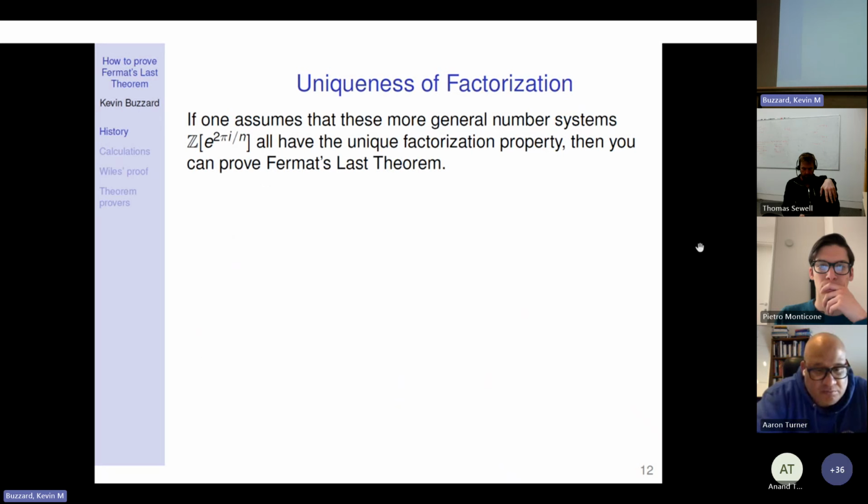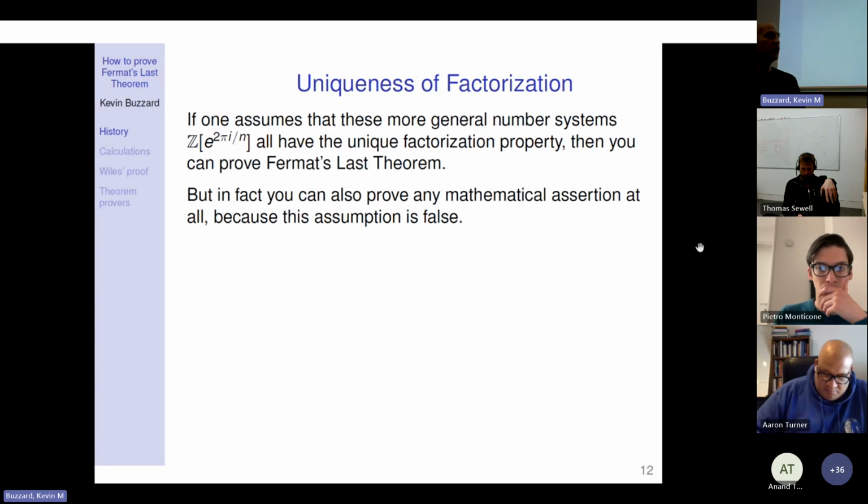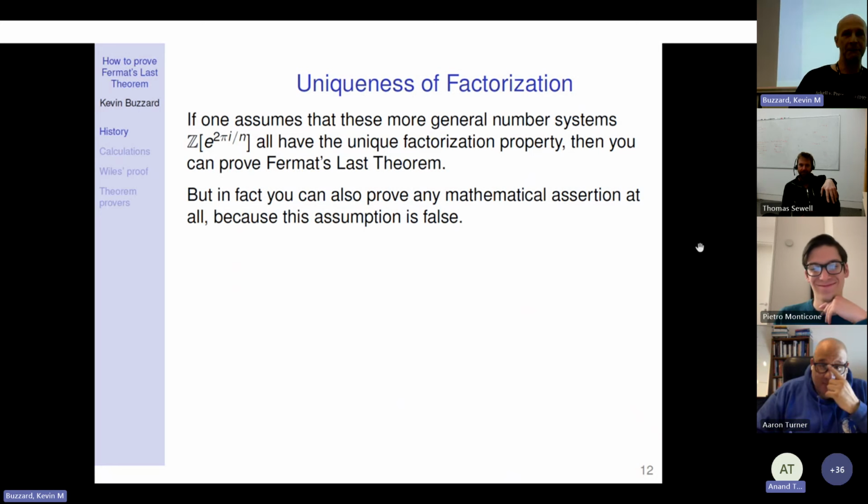So it turns out that that's all you need, right? If you do throw in this complex number and we get a new number system and it still has the property that everything factors uniquely into primes, then you can prove Fermat's last theorem. And in fact, you can prove much more than that. You can prove anything, because this is unfortunately false, which is a shame. And so that conjecture, Fermat thought that maybe that was how it works.